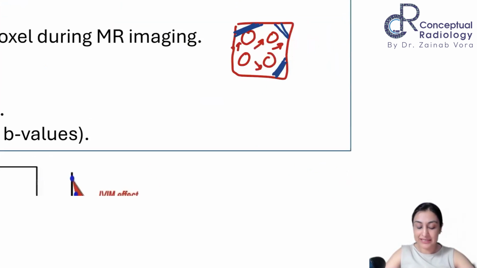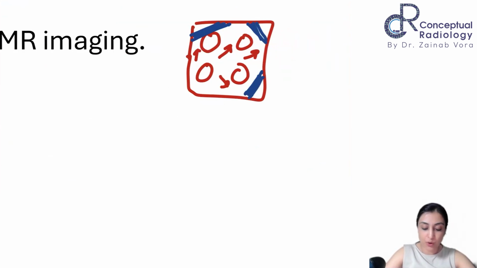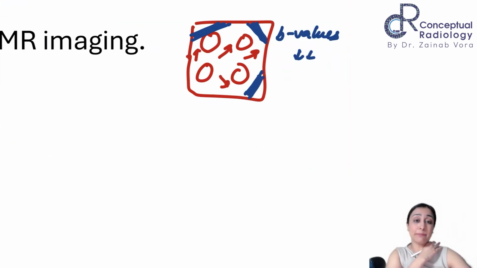So now do you agree that capillaries are very small, so for this our B values need to be very, very low. Only then can I pick up this very non-sensitive diffusion. Okay, so this is the crux of IVIM.